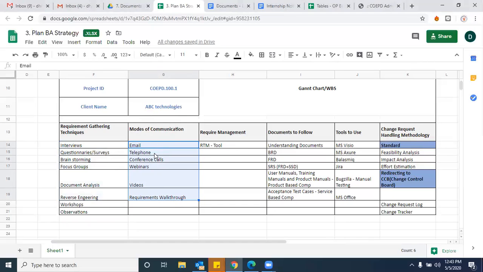See, emails or telephone or phone calls, even a couple of people are using webinars. A couple of people are using video calls, video conferences. Video is nothing but video conferences. And even requirements walkthrough. Which modes of communication you are planning, especially video conferences. If you are using WebEx, or now we are using Zoom, or even GoToMeeting.